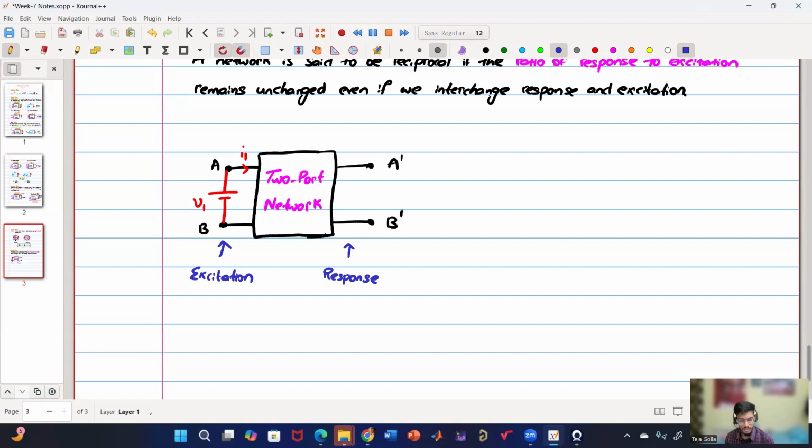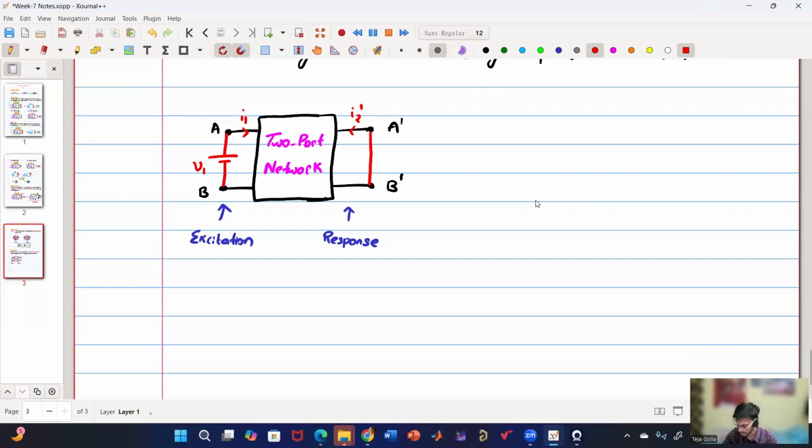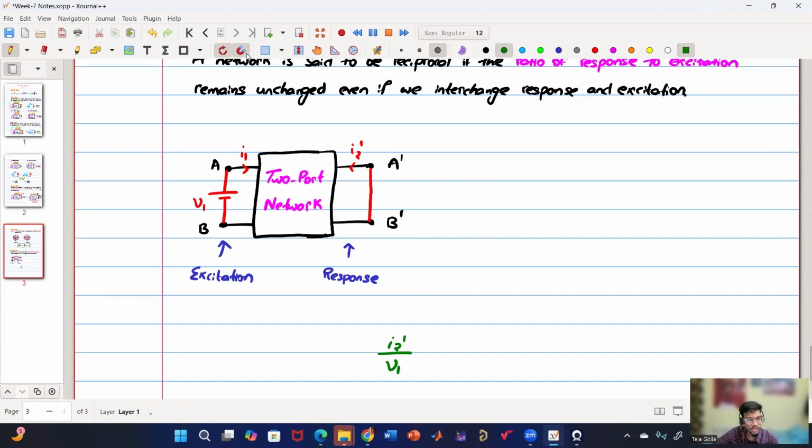On the other side, which is the output side, A dash B dash side, we are exciting it with the voltage and short circuiting the other terminal. And currents are always inside. Say this is my I1, I2, and this is my I2 dash. So now the ratio of response to excitation is I2 dash by the input, which is V1.